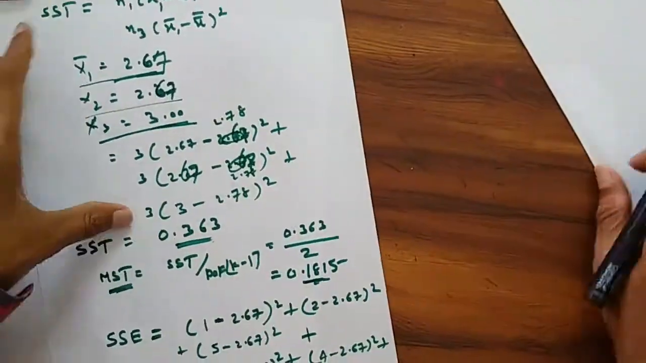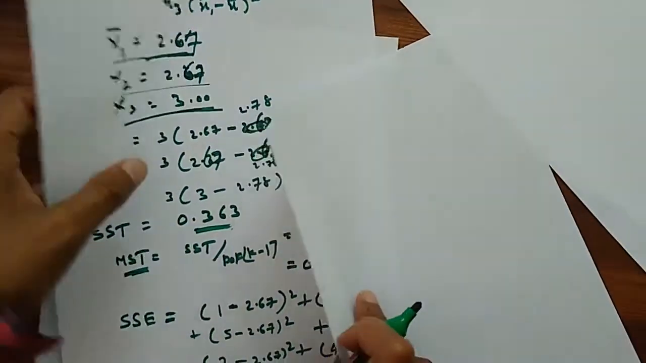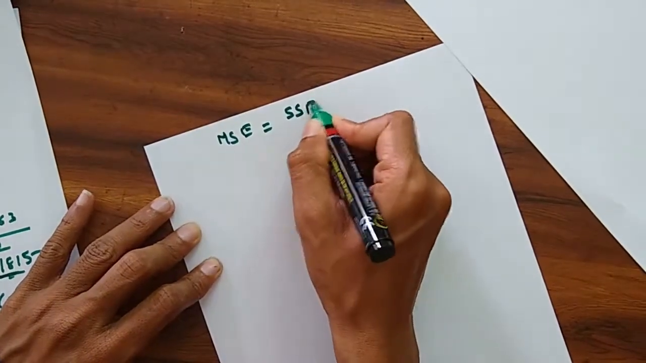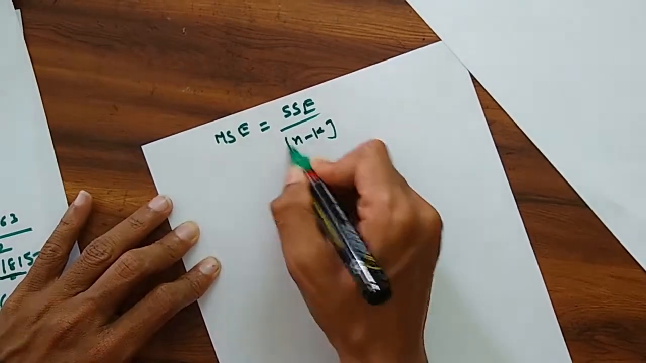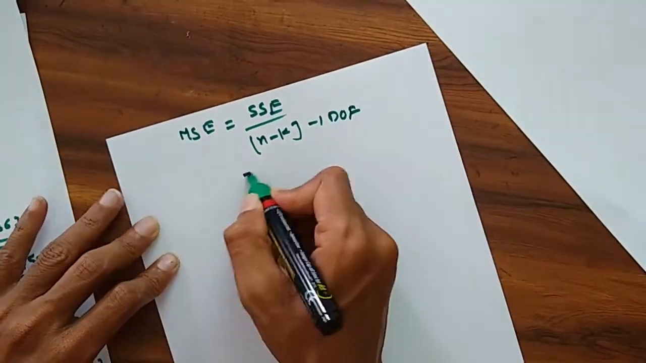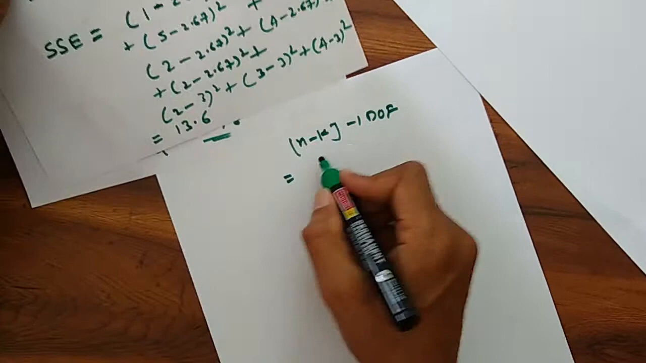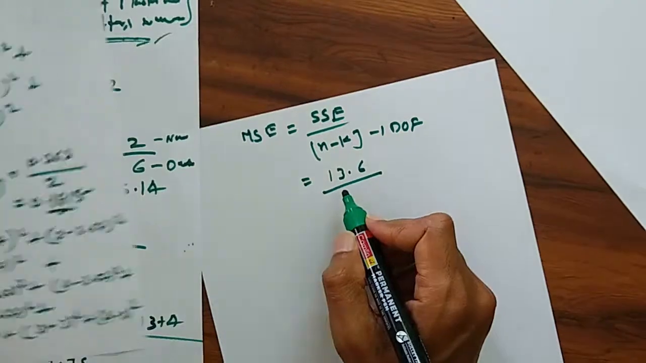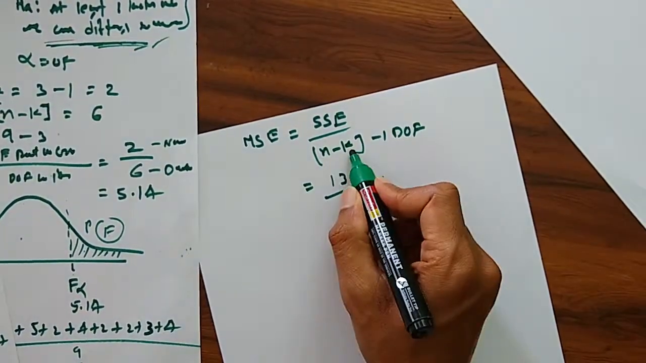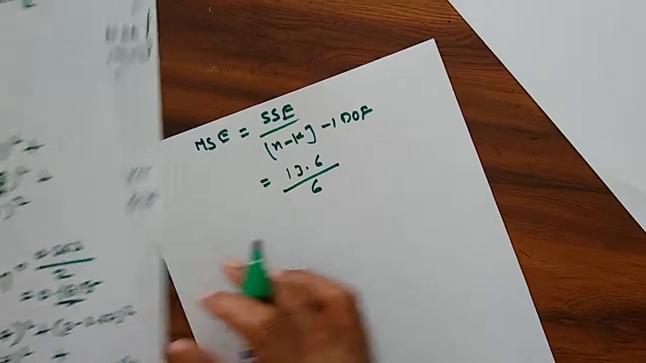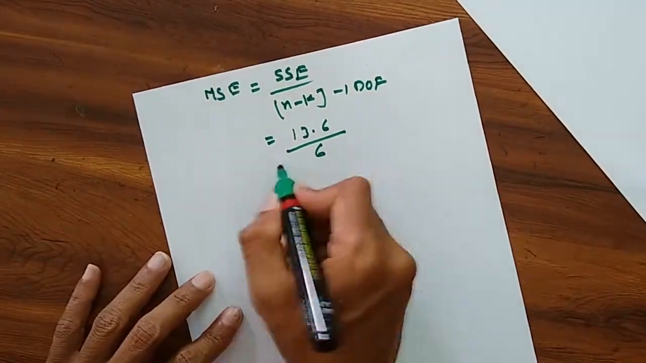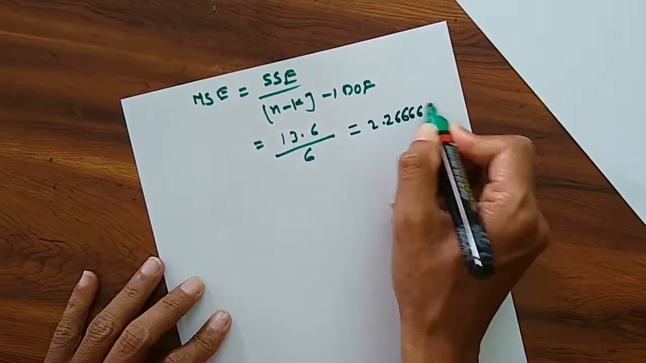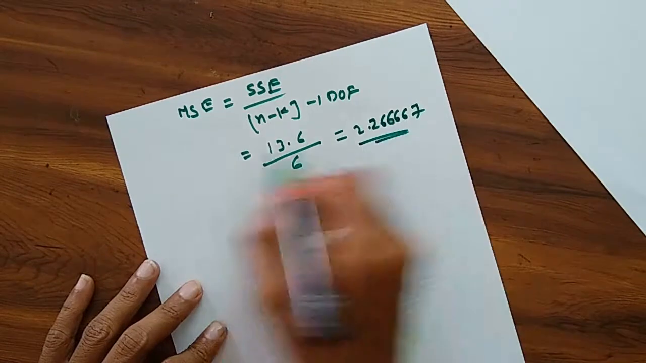Now once you know SSE, we know how to calculate MSE. MSE is SSE divided by n minus k, which is our degree of freedom. So we know SSE is 13.6, divided by n minus k. N is 9 minus 3 populations, so 6. So we get around 2.26667. This is our MSE.